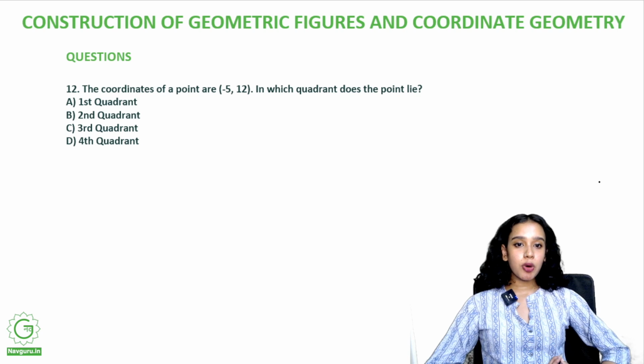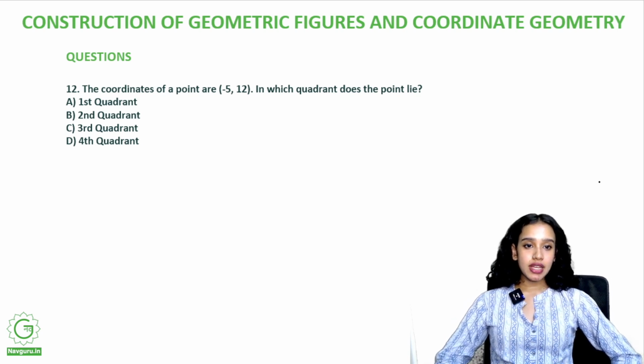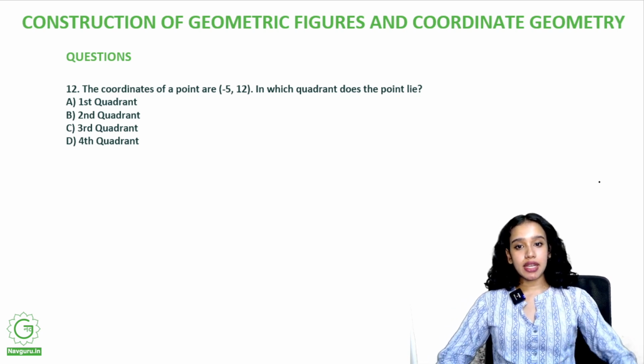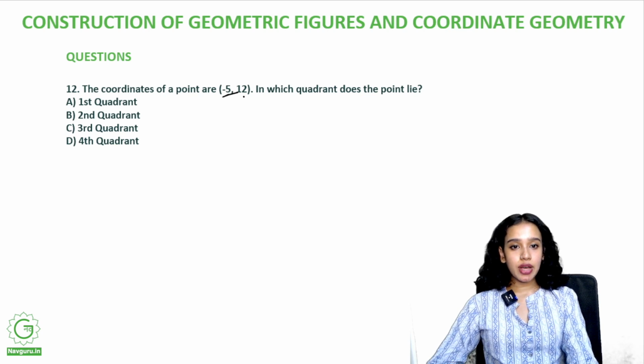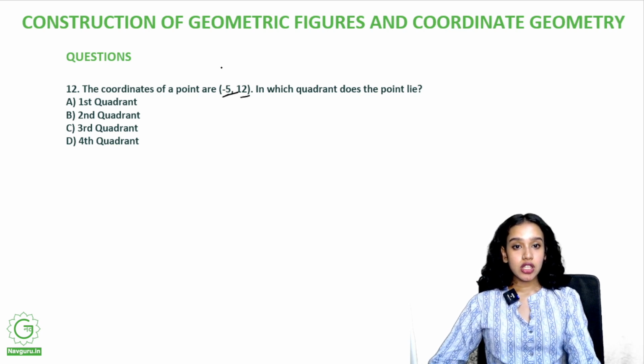The coordinates of a point are minus 5 and 12. In which quadrant does the point lie? So, we have minus 5 and 12. So, it's minus x and y, right?